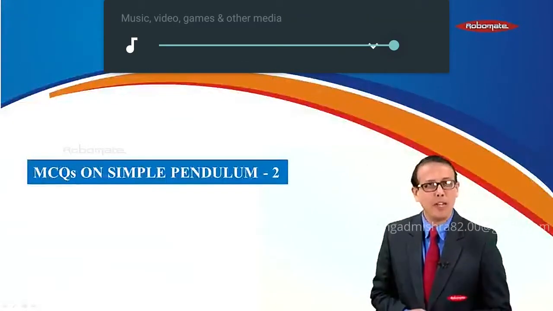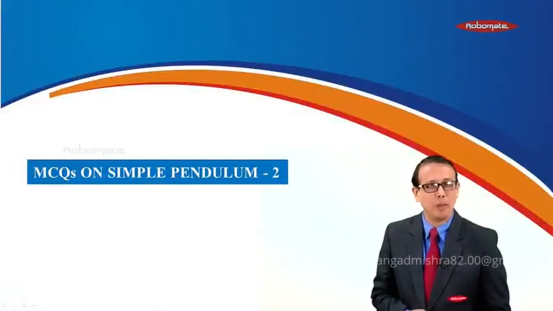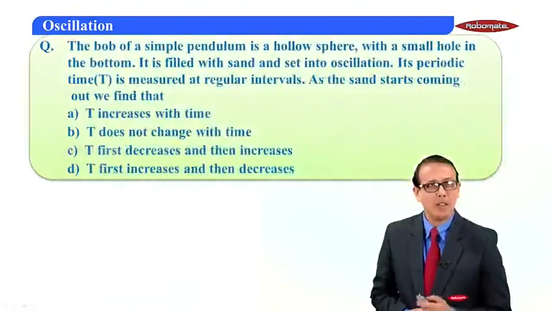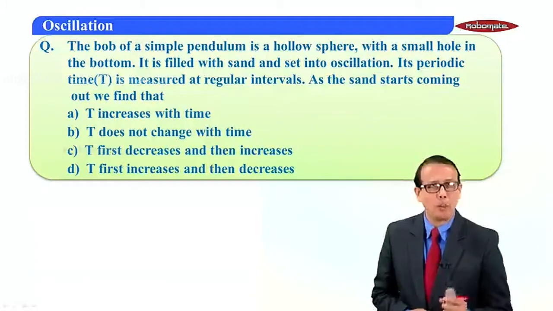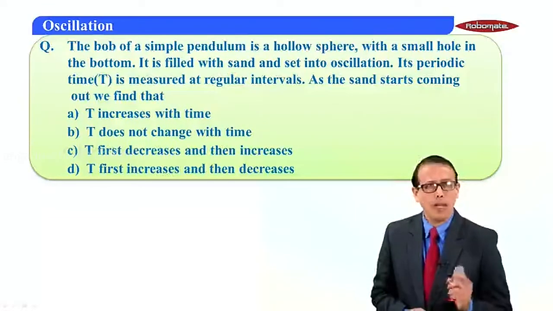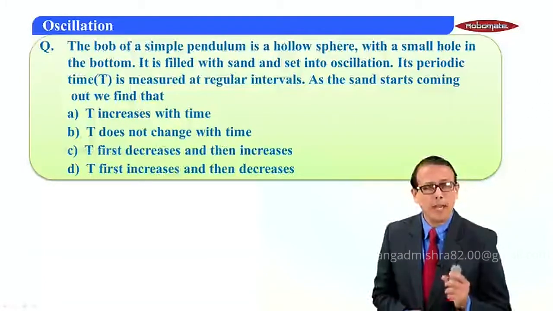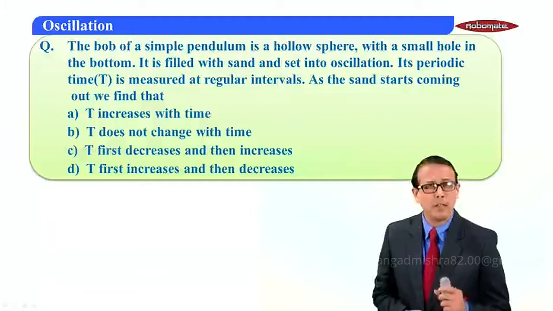In this module, we'll continue with MCQs on simple pendulum. So let's start with the first question. The bob of a simple pendulum is a hollow sphere with a small hole in the bottom. It is filled with sand and set into oscillation. Its periodic time T is measured at regular intervals. That means as it is set into vibration, we are measuring the time period at continuous regular intervals.